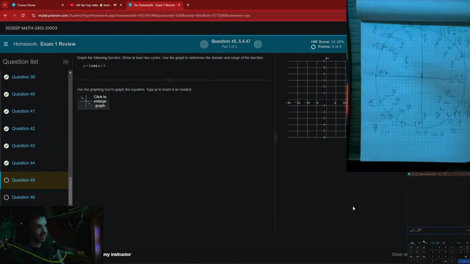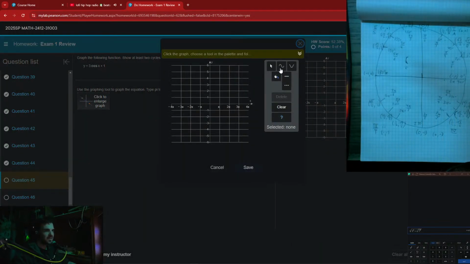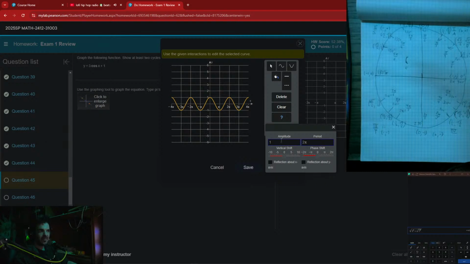Graph the following function. Show at least 2 cycles. Use the graph to determine the domain and range. This one seems like it's maybe easier than the last one. But this one's the vertical shift. I think if it wasn't, then the +1 would be in parentheses, right? But we'll see. We're gonna find out the hard way. I'm about to fuck around and find out.